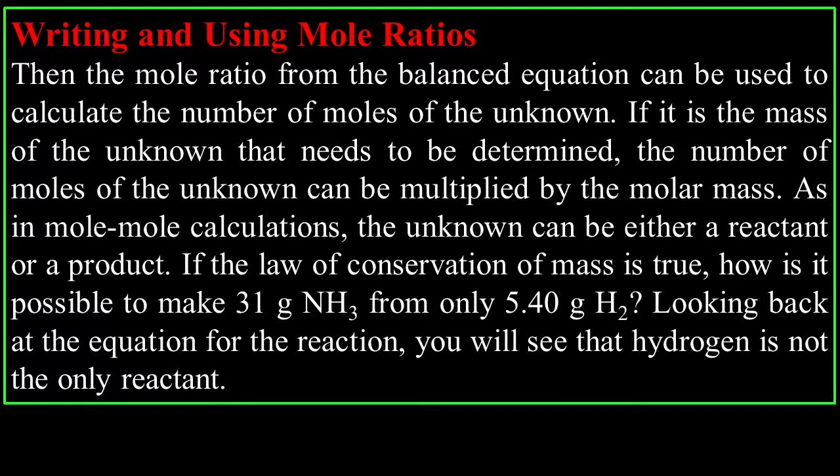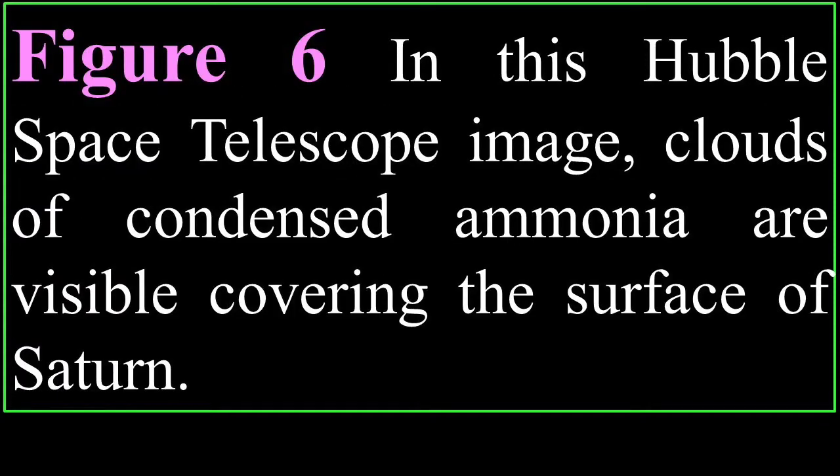If the law of conservation of mass is true, how is it possible to make 31 grams of ammonia from only 5.4 grams of hydrogen? Looking back at the equation for the reaction, you will see that hydrogen is not the only reactant. Look at the mass of nitrogen that's being used relative to hydrogen.